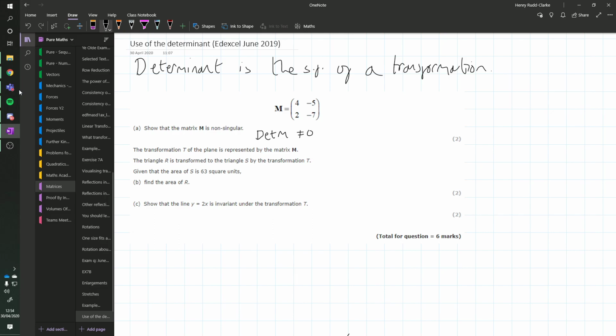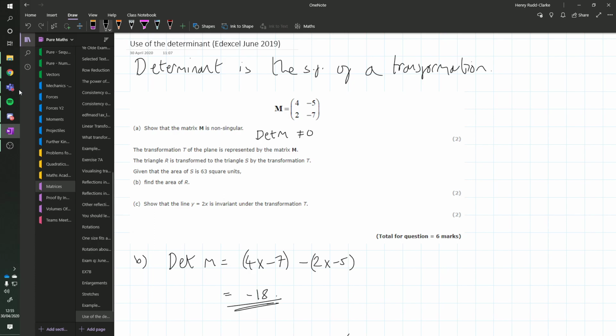So we have, for example, this question, question B. Question A is easy, determinant M is 0. Question B: R is transformed into S by transformation T, which is represented by this matrix M. Area of S is 63 square units. So, first of all, what's the determinant of M? Determinant of M is 4 times minus 7 minus 2 times minus 5, AD minus BC. So that's going to be minus 28 plus 10, which is minus 18.